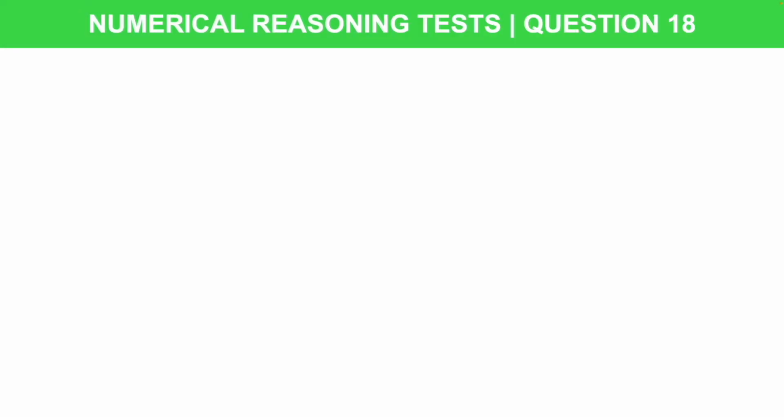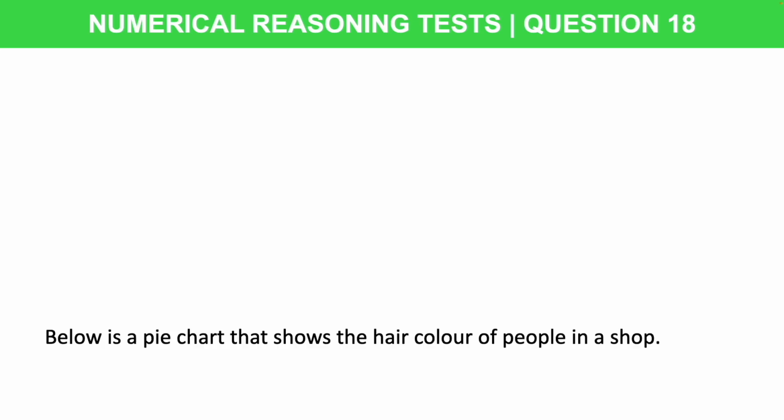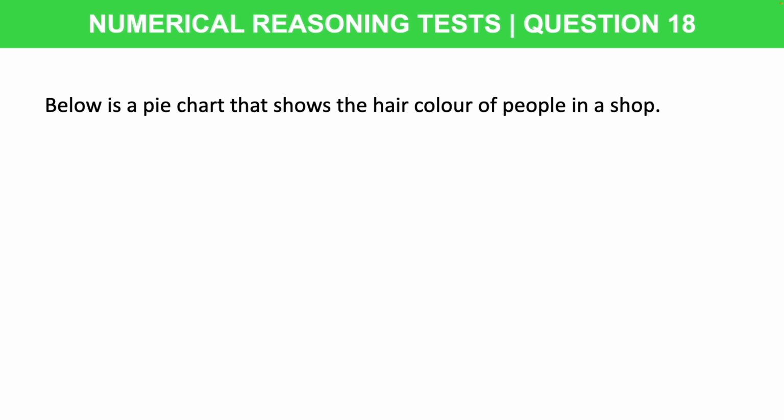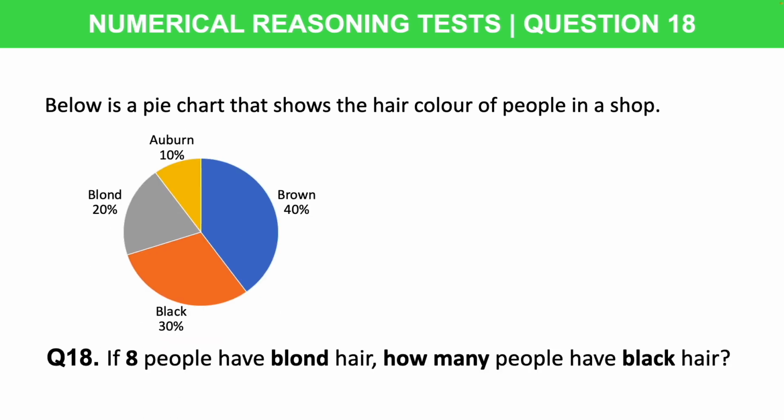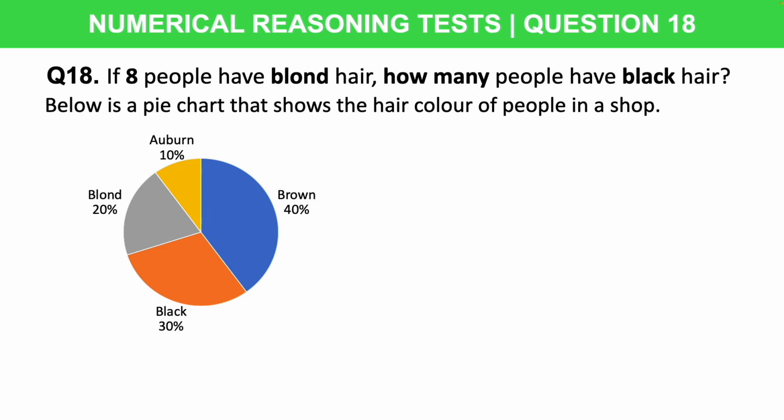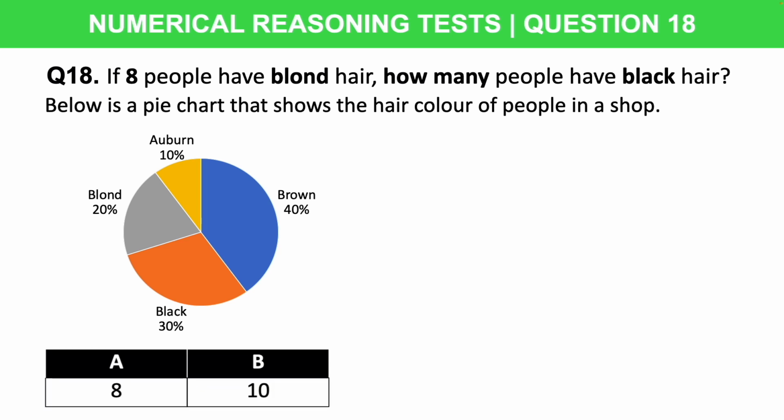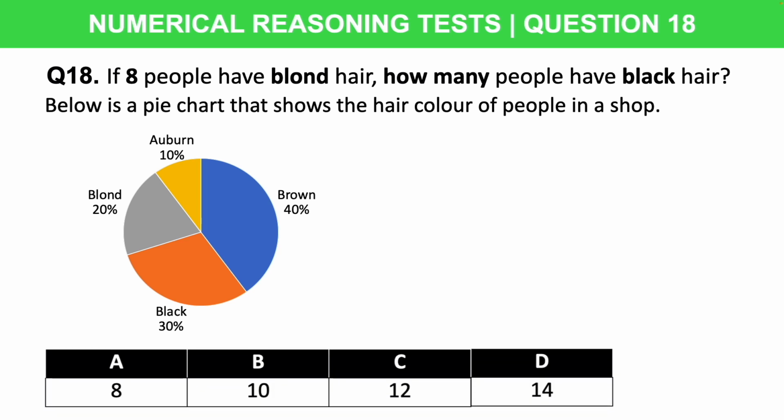Okay, now it is time to make these a bit more challenging by mixing in visual graphs and tables. These numerical question types are known as data interpretation tests. Here is the question. Below is a pie chart that shows the hair color of people in a shop. The question is, if 8 people have blonde hair, how many people have black hair? So is the answer A, 8, B, 10, C, 12, D, 14, or E, 16?